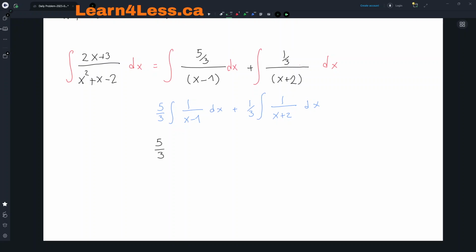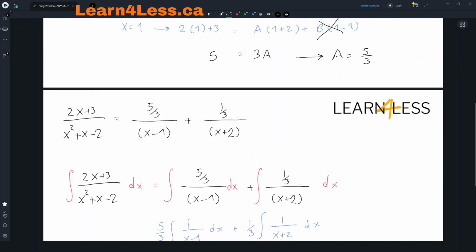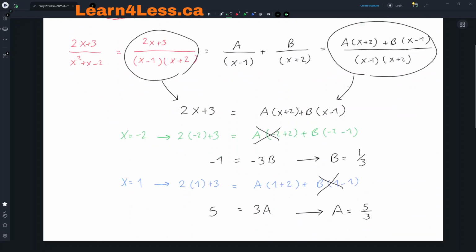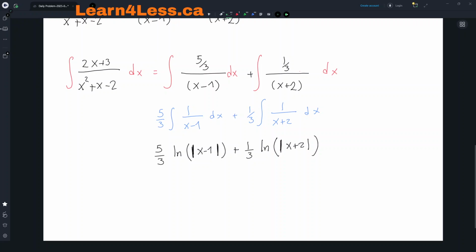So what we get is 5/3 natural log of absolute value of x minus 1. And make sure that whenever we are dealing with ln in integrals, when the result of an integral is ln, we have an absolute value. Plus 1/3 of natural log of absolute value of x plus 2. And because the integral that we started with was indefinite, it didn't have any bounds, we just added plus c at the end.